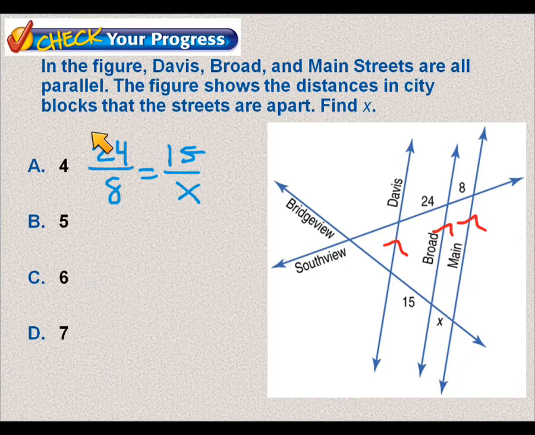Again, you can cross multiply here to get your answer, but if you look, 24 divided by 8 is 3. So to get from 8 to 24, you multiply by 3. You'd have to do the same thing over here for them to be proportional. So that means X would have to be 5, because 5 times 3 is 15. So you would get X is 5. Again, to get from here to here, multiply by 3, means to get from here to here, you'd have to multiply by 3. That's what it means to be proportional.